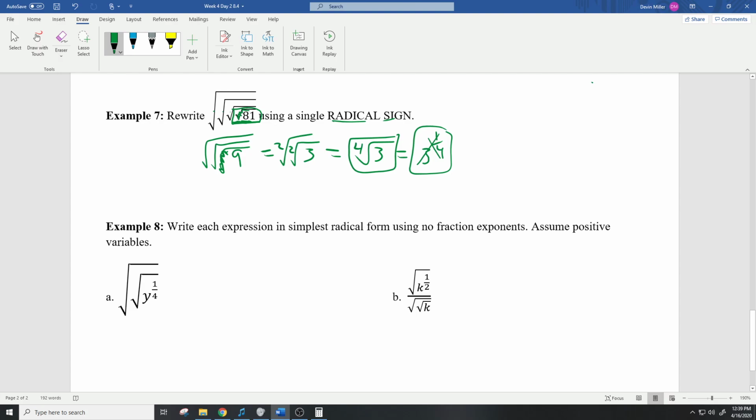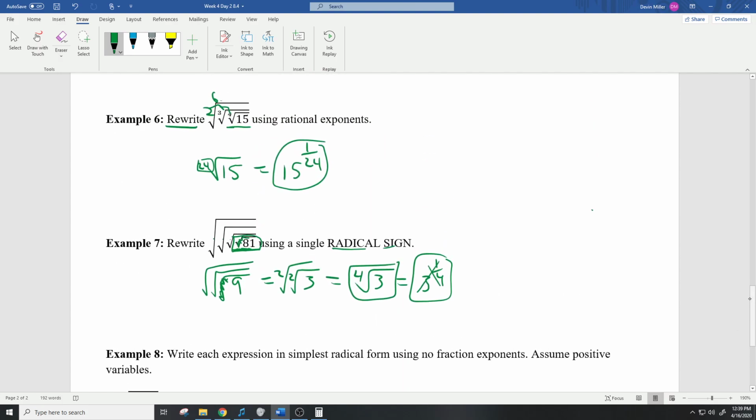If it said rational exponent or a fraction exponent, like these ones up here, you have to make sure you go to this step down here.